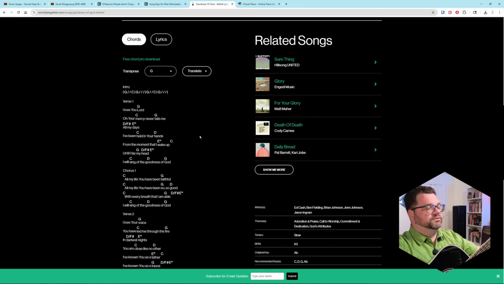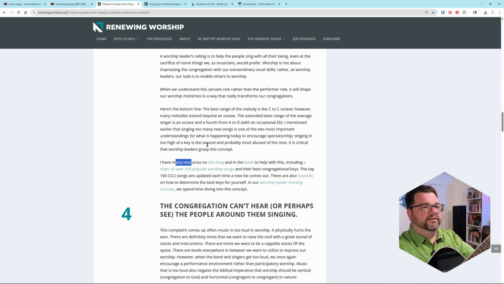But if I start here in G, it's a pretty low song in G. So it gets to a low G, which is not ideal. If you look back at their site, they try C to C, the octave that you're going for, but to extend it a little farther, they recommend A to D with the occasional E flat. So that's where I go.